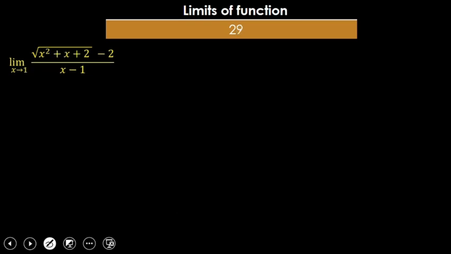That is question 29. We have the square root of x squared plus x plus 2, minus 2, all over x minus 1. We proceed with this question. Here we also have to find the conjugate of it. It's the only sure method in solving a question like this one. You have to find the conjugate. That is the square root of x squared plus x plus 2 minus 2.